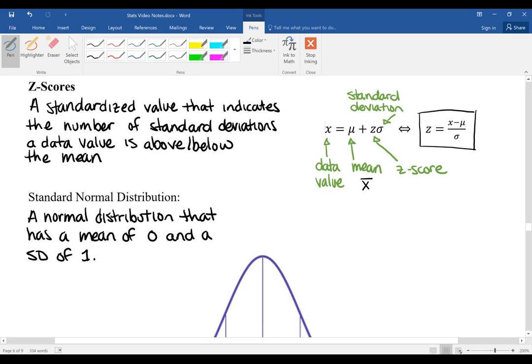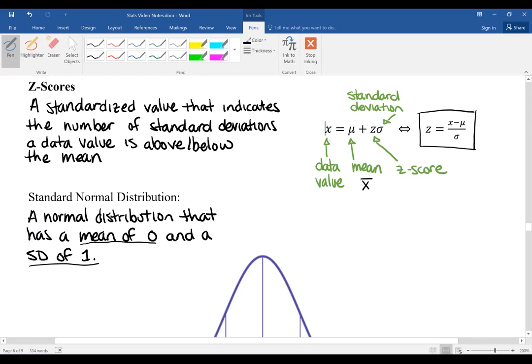All right, next, the standard normal distribution, and how it's different from a regular normal distribution. A standard normal distribution is still a normal distribution. I feel like I've said normal distribution 100 times at this point. That's okay. It's a normal distribution that has a mean of 0 and a standard deviation of 1.